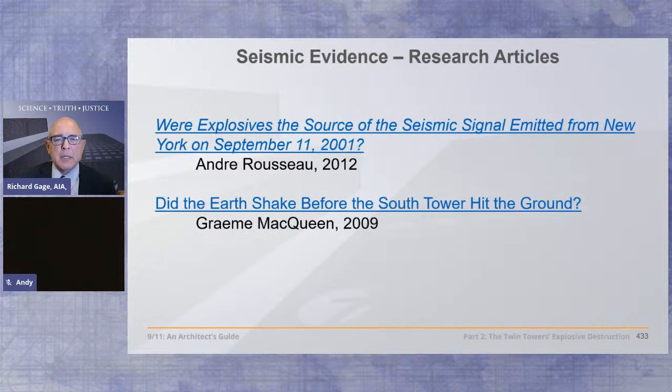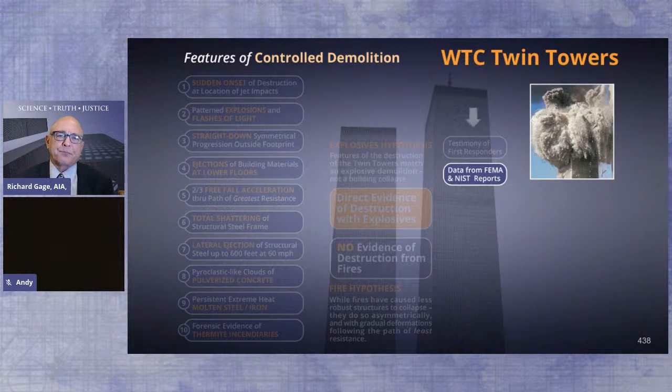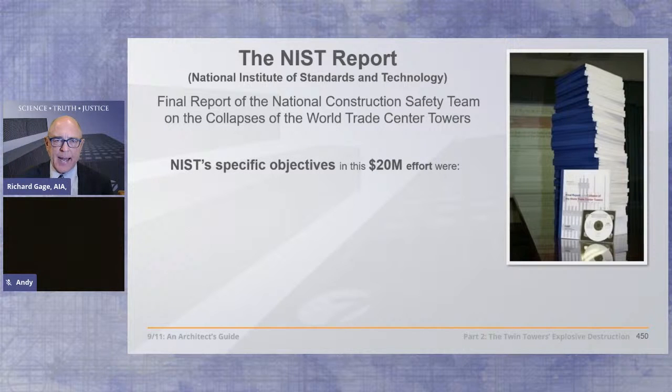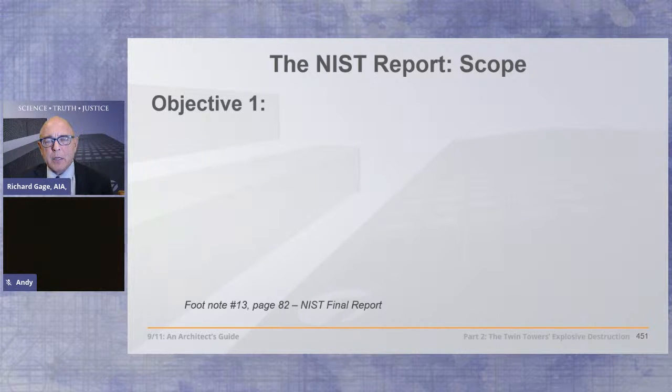So this documentation is very, very well made by others as well. Craig Furlong, Gordon Ross. So we also have the NIST report. Let's look at it. We have Congress tasking NIST to explain how and why the Twin Towers collapsed. Last week we looked at Building 7 and how and why it collapsed and how NIST failed there as well. And that's available for you on YouTube. 9/11, an architect's guide.